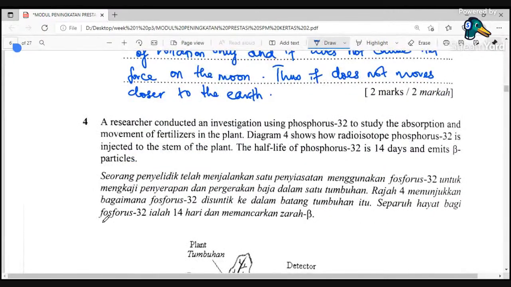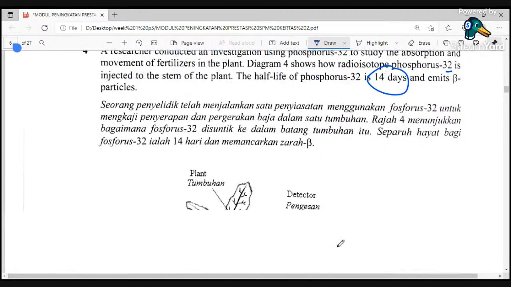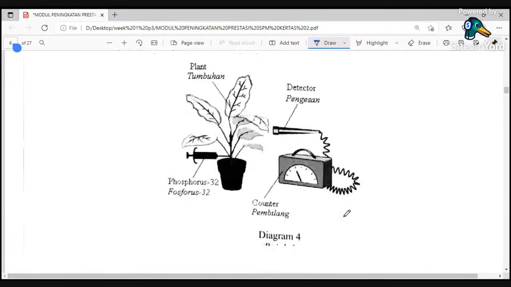A researcher conducted an investigation using phosphorus-32 to study absorption and movement of fertilizers in the plant. Diagram 4 shows how the radioisotope phosphorus-32 is injected into the stem of plants. The half-life is 14 days and it emits beta particles. Okay, ini untuk baja tumbuhan. Nampak ini phosphorus diinject. Sini ada detector, normally is GM tube lah. Okay, sini ada reading counter kita panggil.